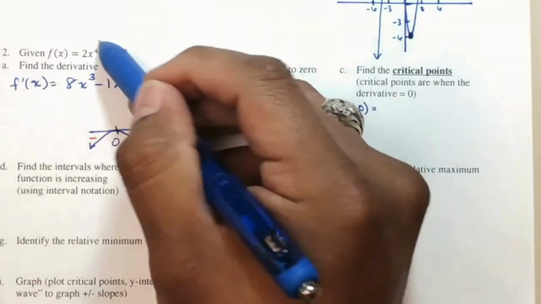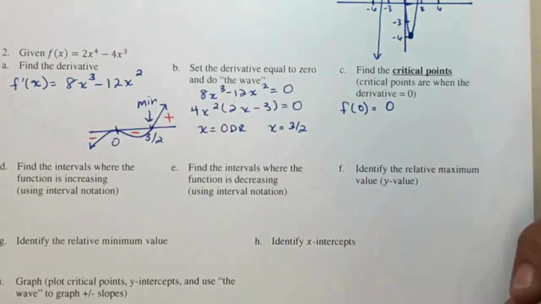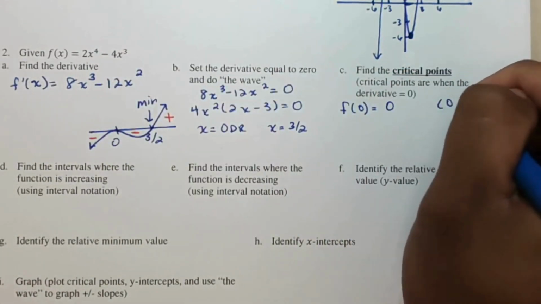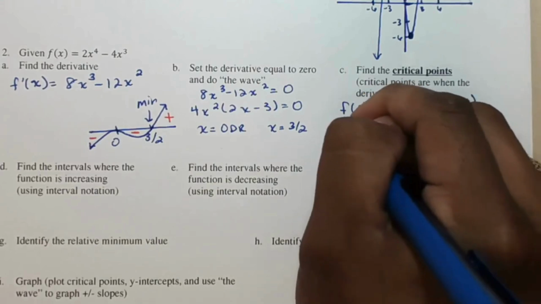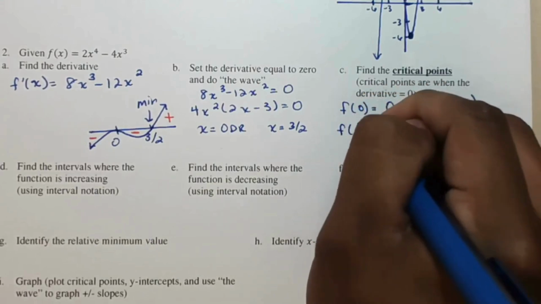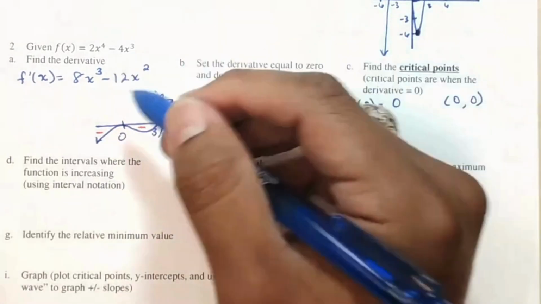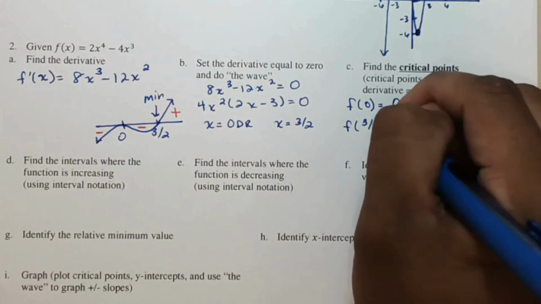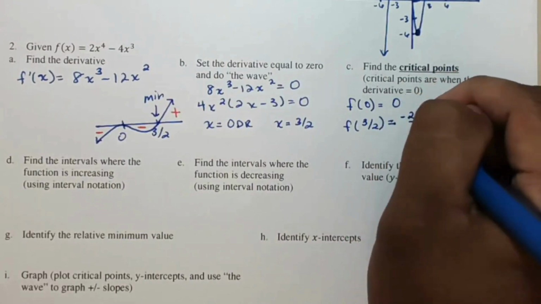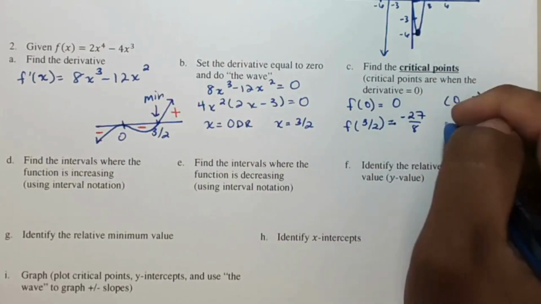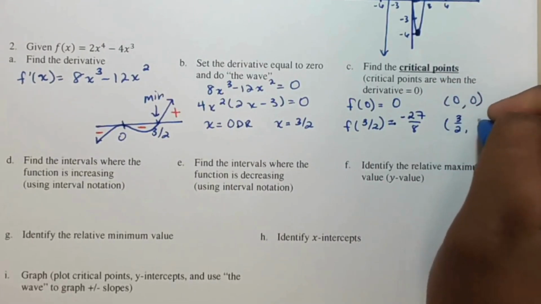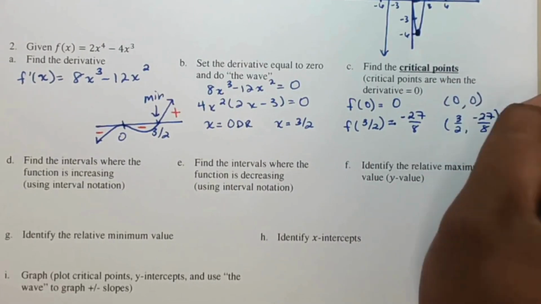So if I plug in 0 into my original function, I get out 0. So that means I'll have a point at 0, 0. If I plug in 3/2, and depending on the quiz or test or anything, if it's non-calculator, you need to make sure that you're practicing all of that math. But you end up getting -27/8 as the y value. So that means we have a point 3/2 and -27/8.